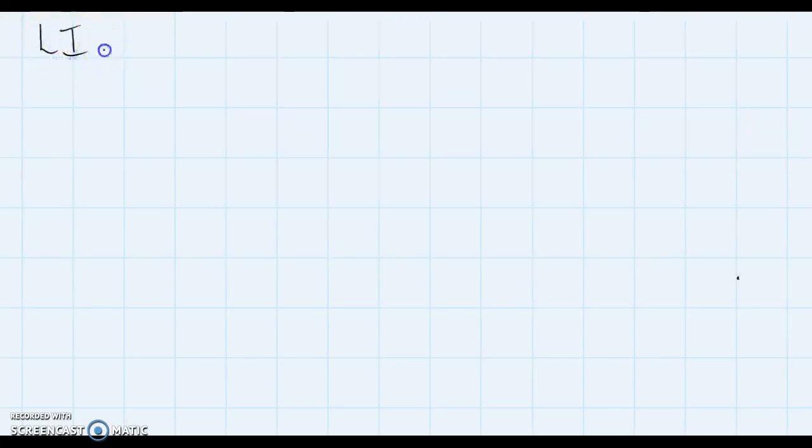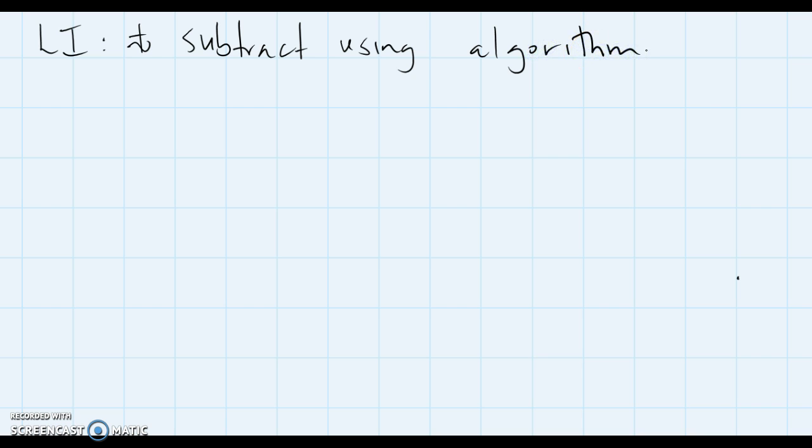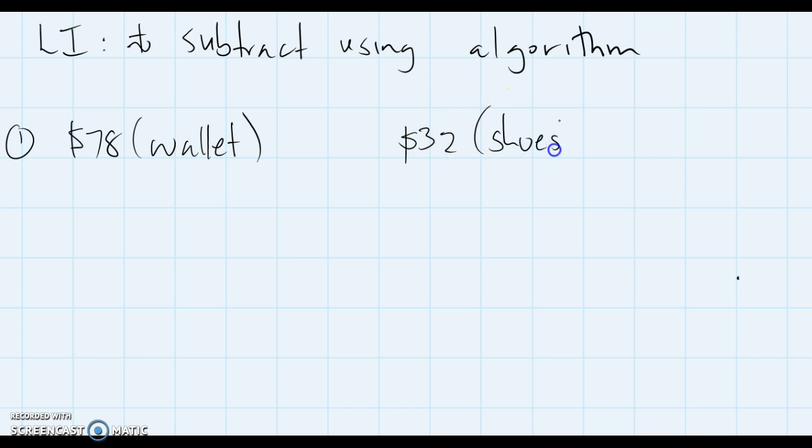Today's lesson, the learning intention, is to subtract using the algorithm. Let's start off with a simple problem. I have $78 in my wallet, and if I spend $32 on shoes, how much will I have left in my wallet? So, learning intention: to subtract using the algorithm.